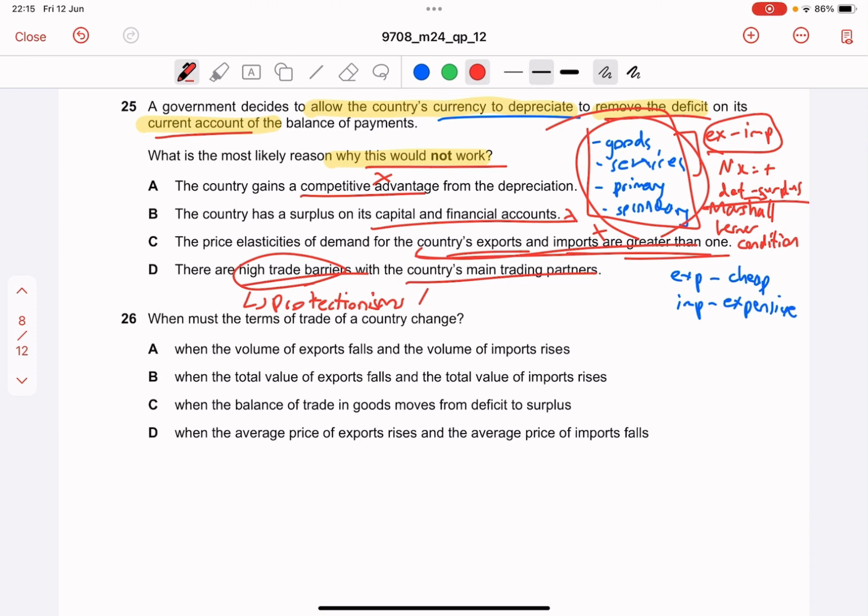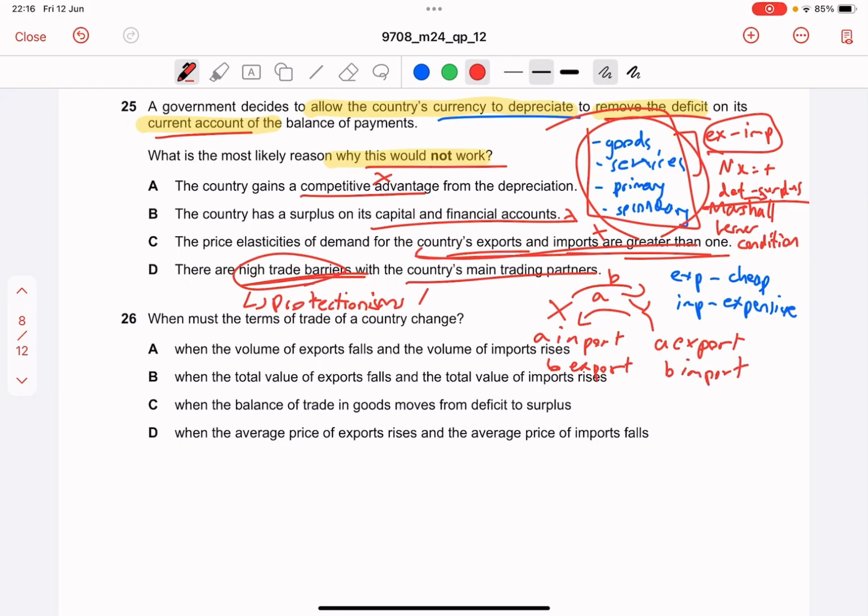Now, if the high trade barriers increase, all right, if I am country X and my trading partner is called country Y, and I import from this country, right? If I import good A, to me, good A is an import. To country Y, good A is an export, right? So if I export good B, to me, good B is an export. And to country Y, good B is an import.